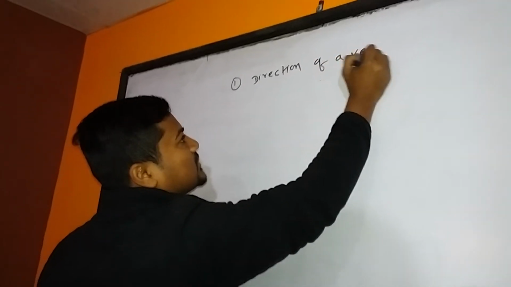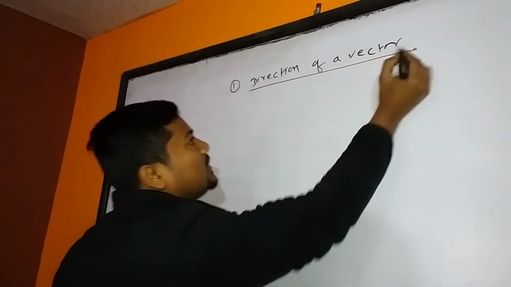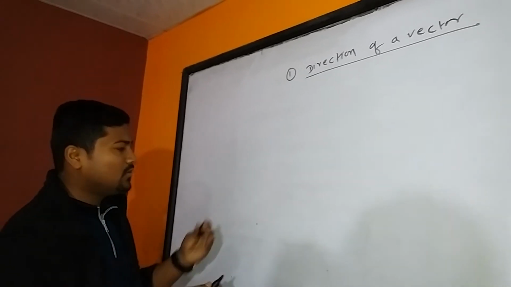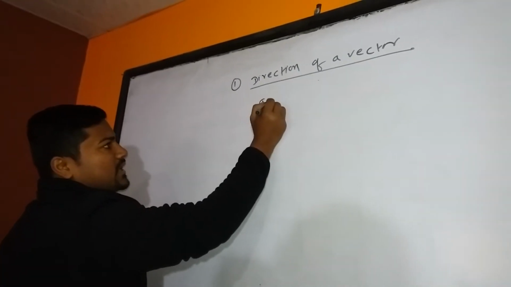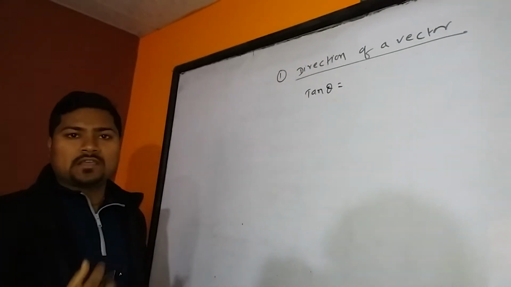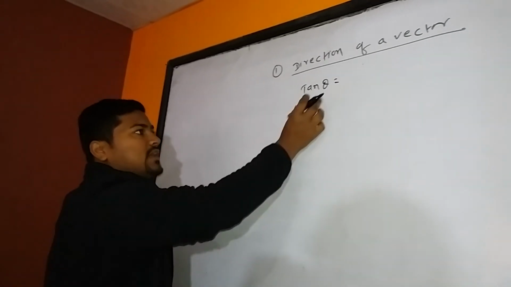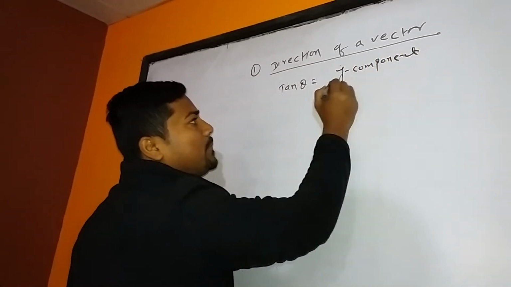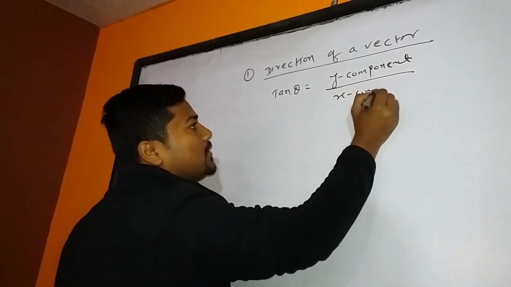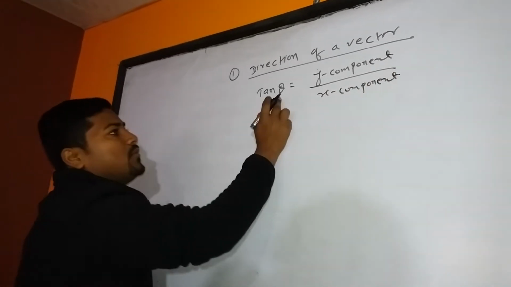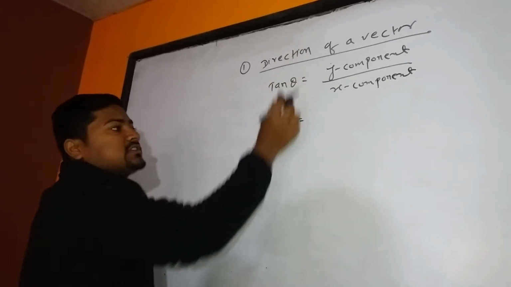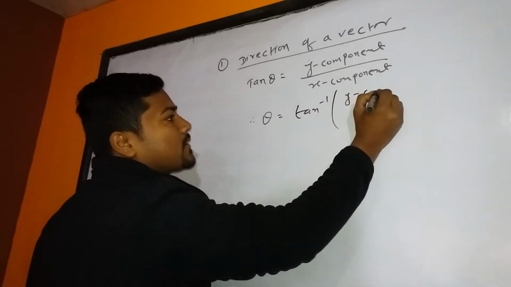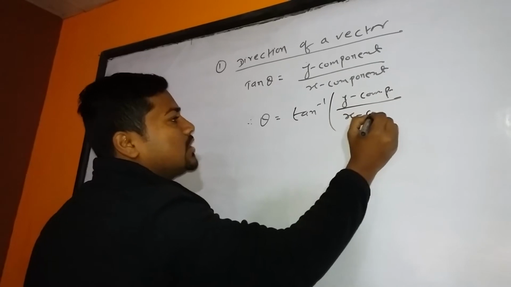Direction of a vector. Today I am going to discuss the direction of a vector. So how to find the direction of a vector? Direction of a vector means angle. We have to find the angle. So tan theta is equal to y component upon x component, and we have to find the value of theta. Therefore theta is equal to tan inverse y component upon x component.